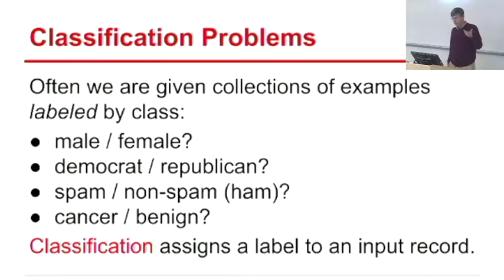Perhaps we would like to predict somebody's gender given some statistics about them. We would like to predict their party affiliation. We would like to predict, given a tissue sample, is it cancerous or benign? An email, is it spam or is it a real piece of email? So a classification problem is a problem that assigns a label to an input record. Any questions about that? This is obviously an important class of problems.